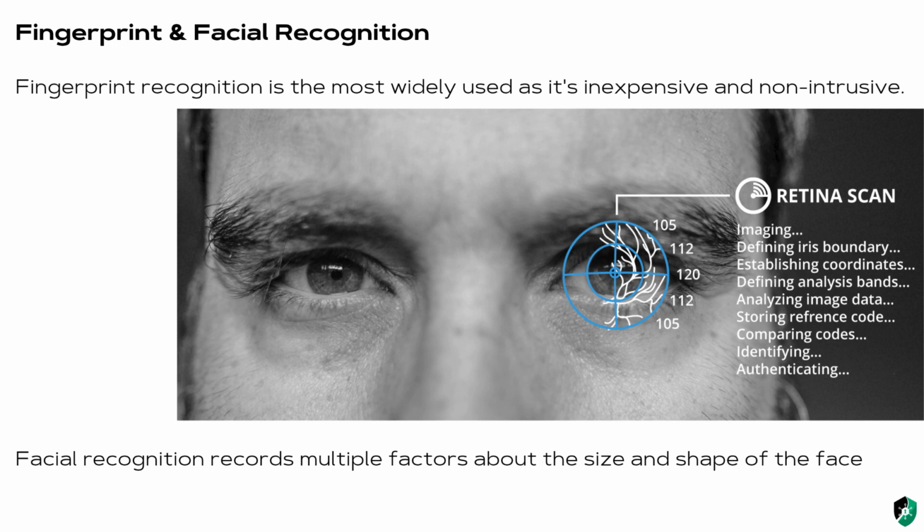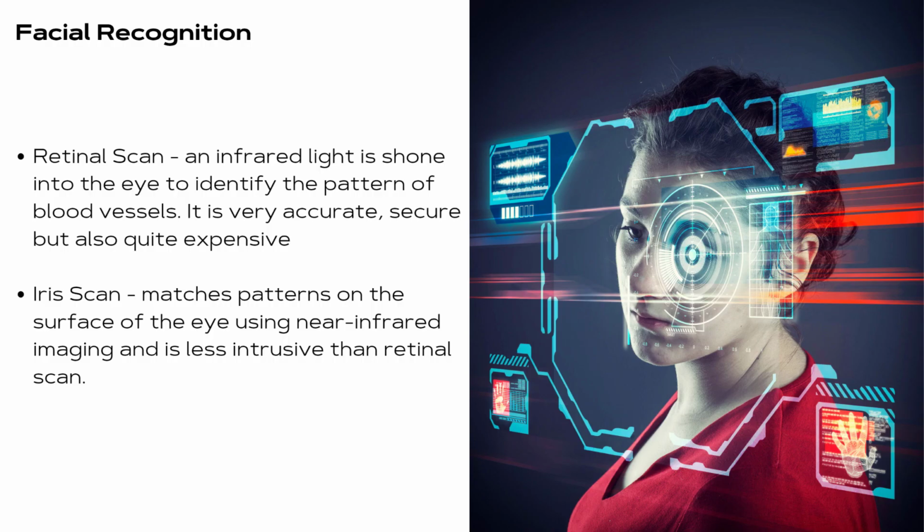However, with the facial recognition, this can record multiple factors about the size and the shape of the face. The thing about facial recognition is that you have two types. You can either go with the retinal scan, where an infrared light is shone into the eye to identify the pattern of blood vessels. It is extremely accurate and secure, but it's also quite expensive, as you might imagine. But you do have the option of the iris scan. Now, this will match patterns on the surface of the eye using a near-infrared imaging. It is less intrusive than the retinal scan, but might not be as accurate.